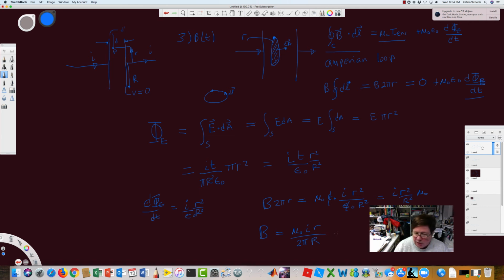Okay, and notice that B does not change with time, and its direction is out of the page. This doesn't change with time because of the very simple dependence on time that our flux had. Okay. So I think that's all we have time for.